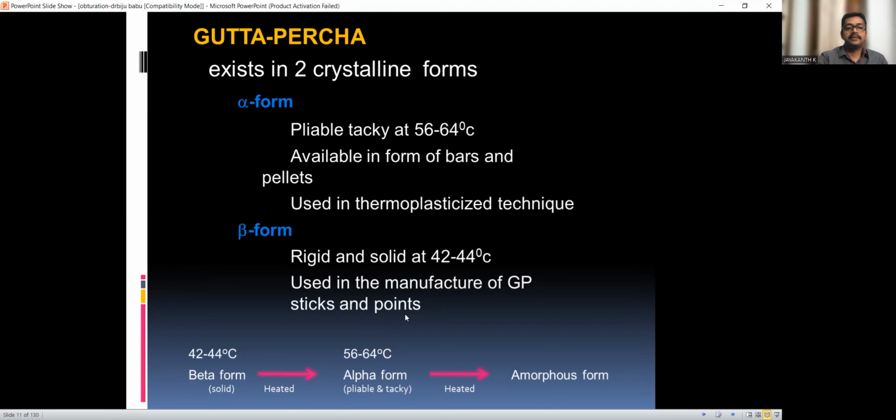So you can see that the beta form, which is at a temperature of 42 to 44 degrees centigrade, when heated, is converted to alpha form at 56 to 64 degrees centigrade, which is pliable and tacky. Again, when it is heated to a higher temperature, it is converted into amorphous form.